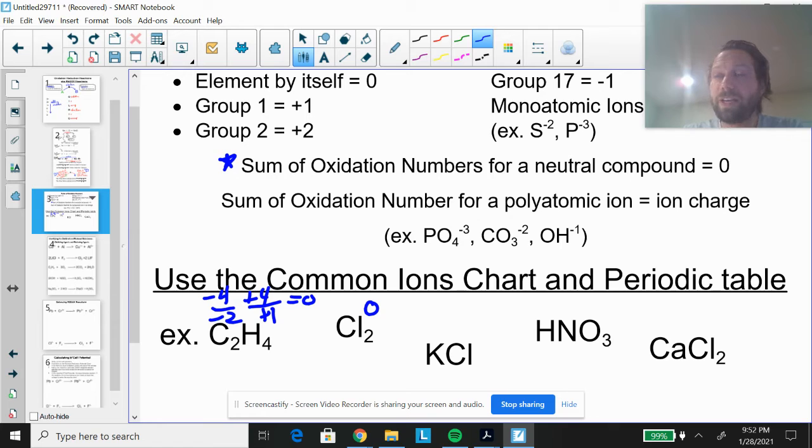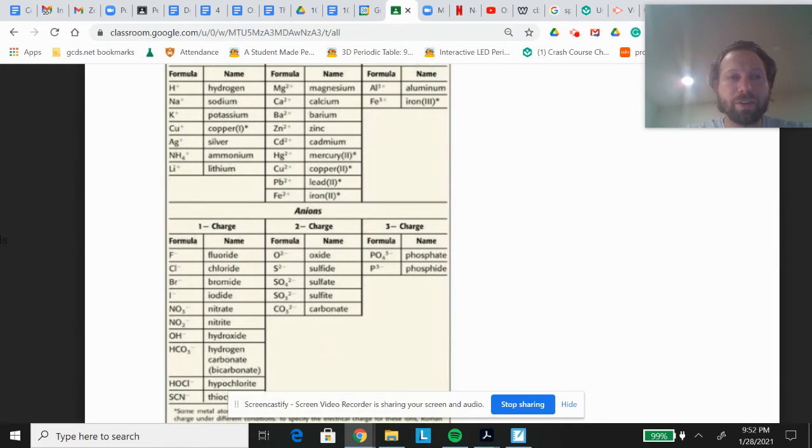KCl is another good example. With KCl, if you don't remember, you can look at the rules. You can also look at the common ions chart too. So group 1 is +1. Let's see if we have any group 1 elements here.